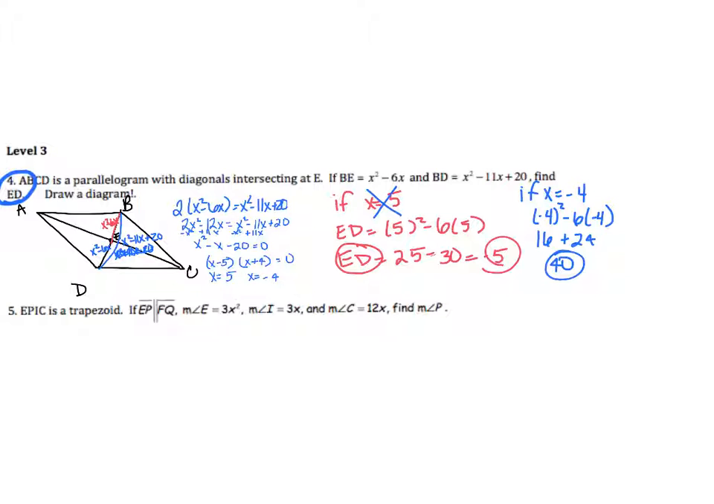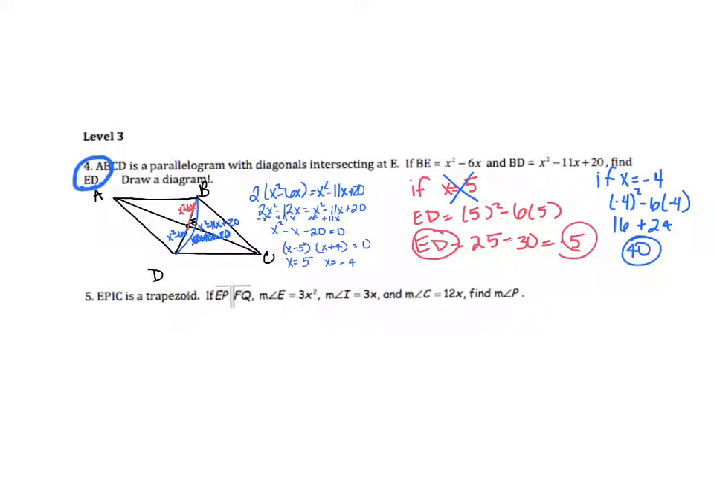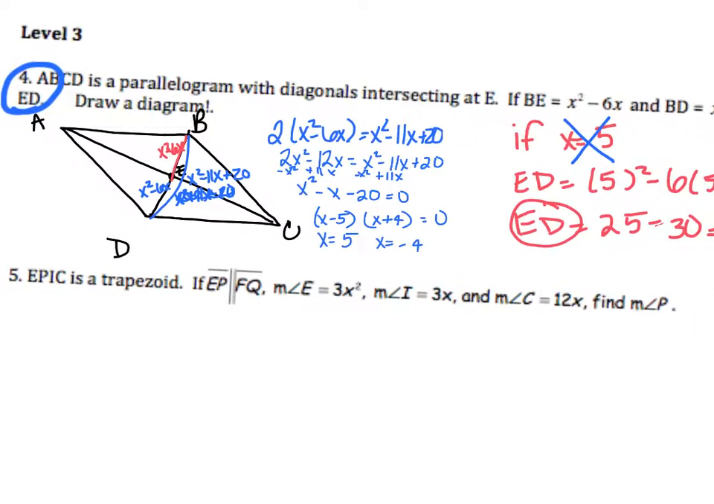All right, you do have to change one thing on number 5. It's just letters, it's no big deal. It says EP is parallel to FQ. I want you to change that to IC.